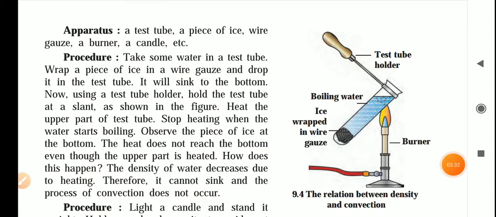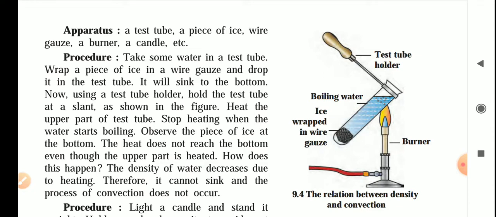The test tube is filled with water. The ice cube is wrapped in wire gauze and placed at the bottom of this test tube. The test tube is held with the help of a test tube holder, and there is a burner to heat the water. Now the test tube is held in a tilted way so that only the upper part of the test tube is heated. Look carefully, the ice cube is at the bottom of the test tube.